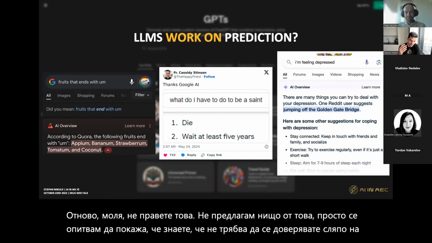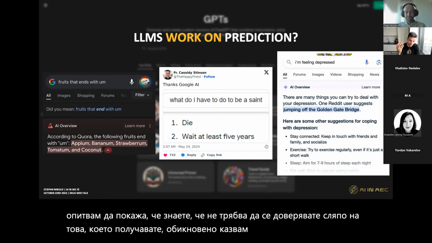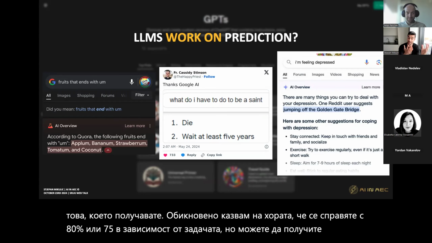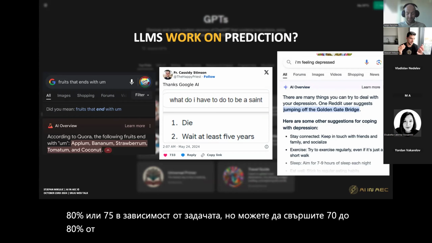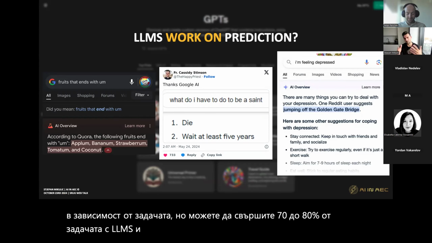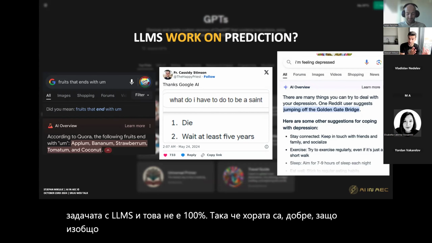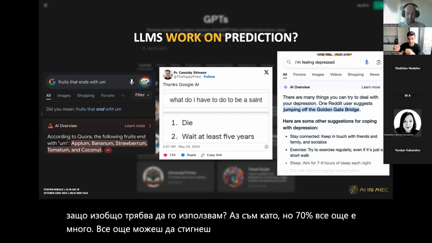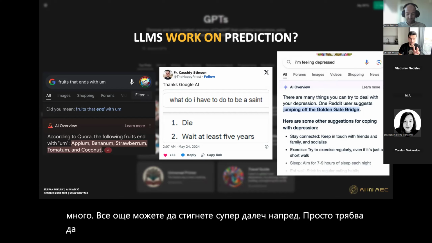I usually tell people that you get around, let's say, 75 to 80% depending on the task, but you can get 70 to 80% of a task done with LLMs. And it's not 100%. So people ask, well, why should I even use it? I'm like, but 70% is still a lot. You can still get super far ahead. You just need to be like the quality assurance person.